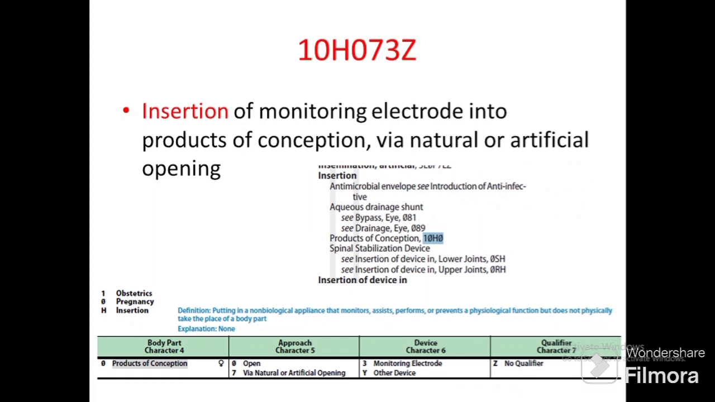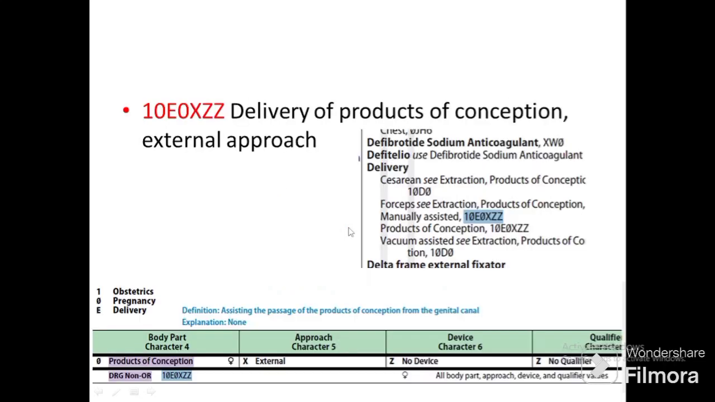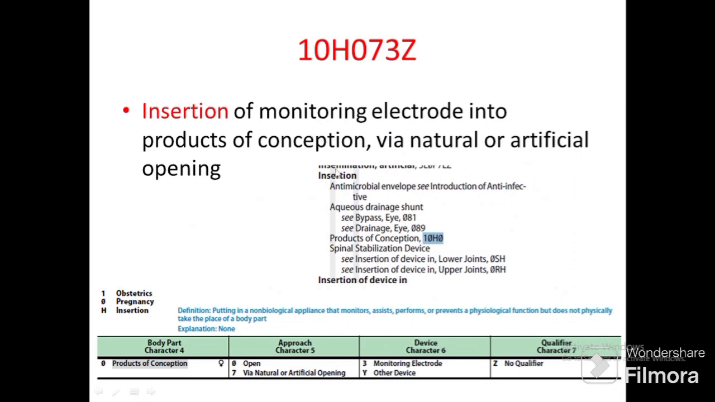Next, insertion of monitoring electrode. What happened here? The internal monitoring of fetal heart rate via intravaginal electrode was continued, so we should code for this procedure as well. For that we should use the term insertion, so the root operation is insertion. Under insertion we should search for products of conception.